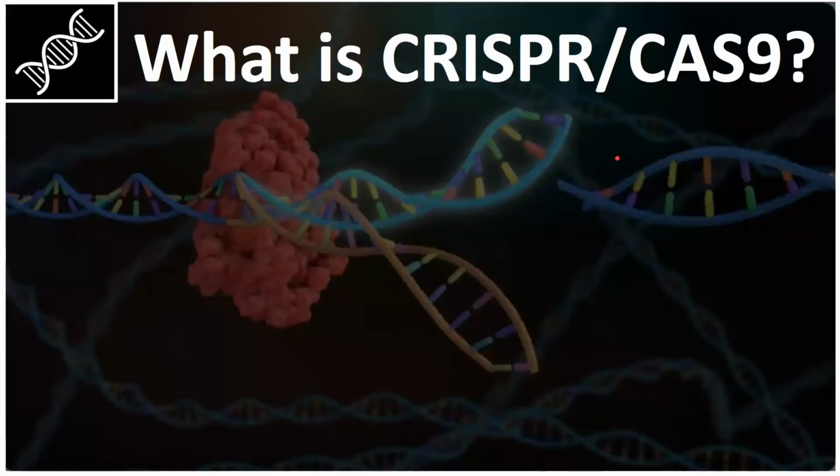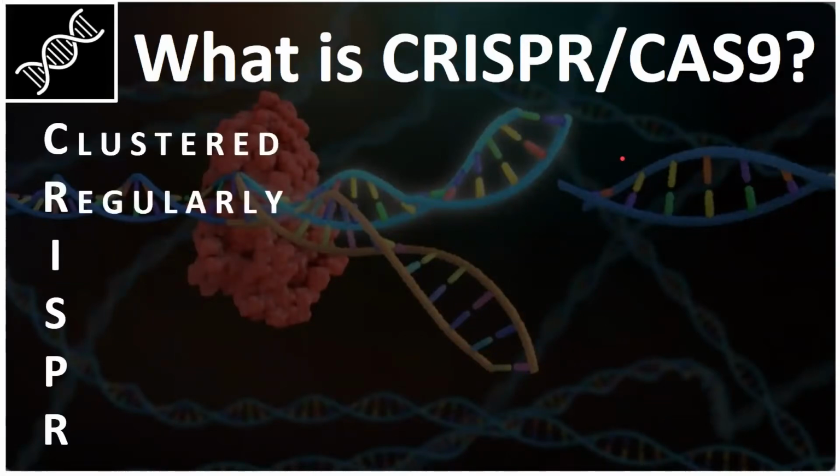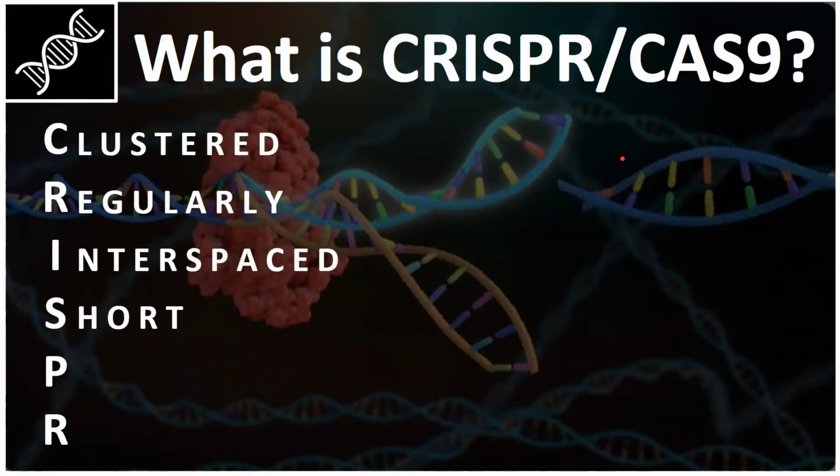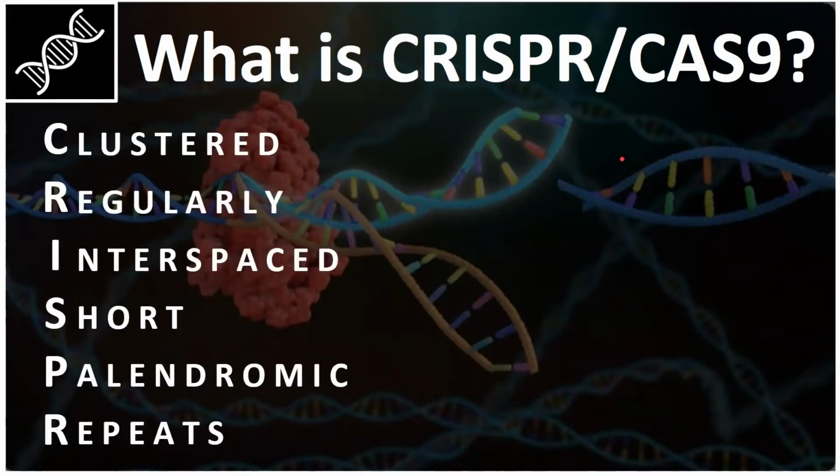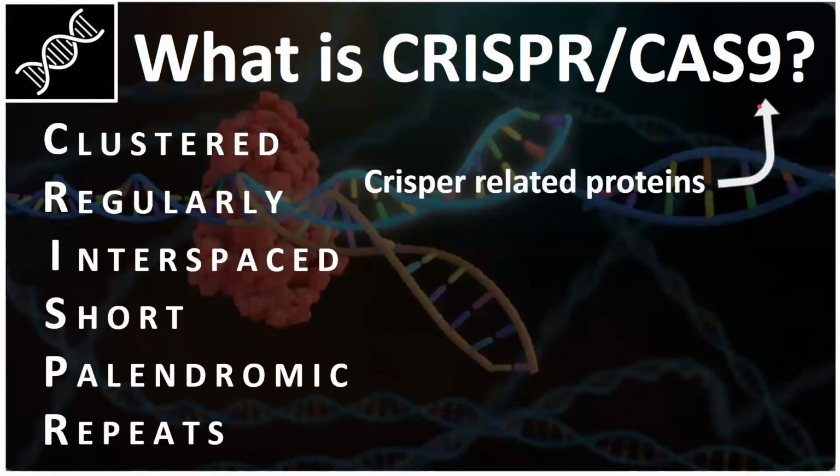So what is CRISPR-Cas9? Well, it's actually an acronym, and it stands for Clustered Regularly Interspaced Short Palindromic Repeats. Now, this is a very confusing acronym, but it's not really that important. What is important, though, is the function and application of CRISPR. Cas is just any CRISPR-related proteins, and Cas9 specifically is just the first protein that we learned how to program.